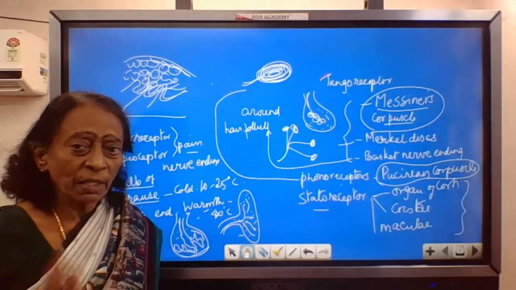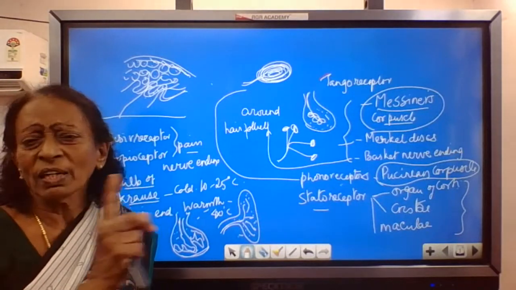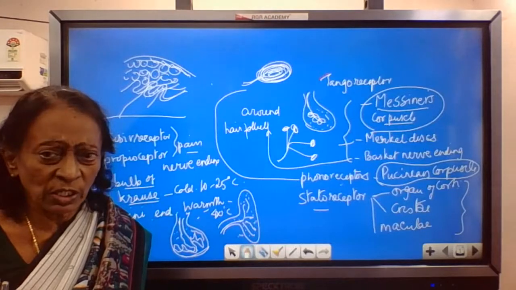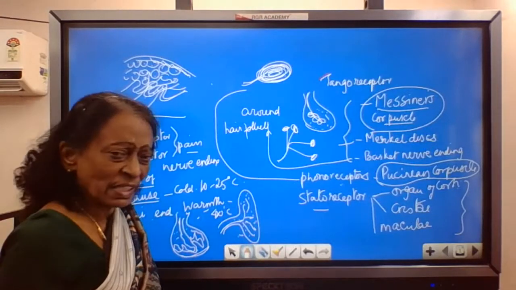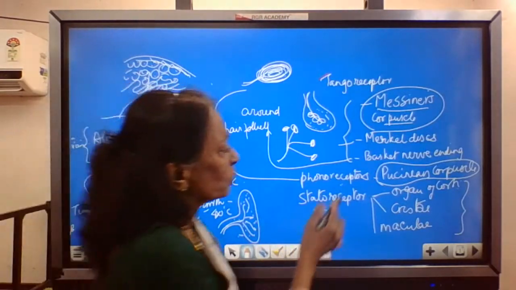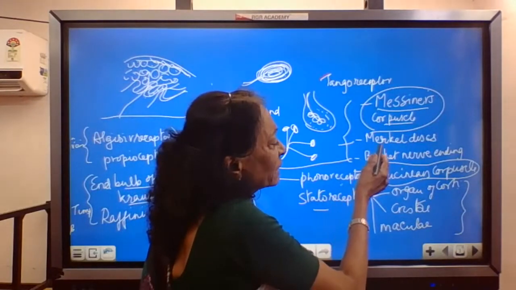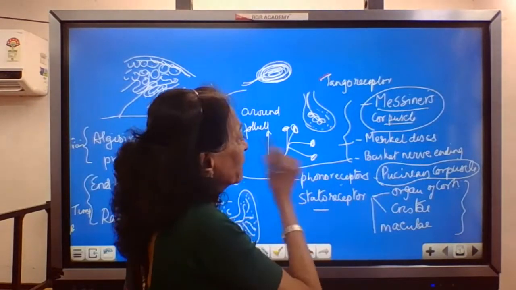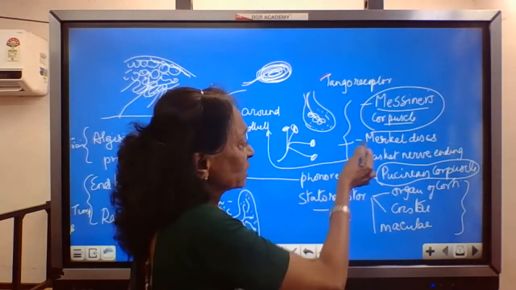Pressure receptors are two, Meissner's and Pacinian, one for light pressure, another for heavy pressure. If you remember it for fun, it's well and good, because the word Merkel disc is given because the structure is like a disc form. If you remember the structure, you know that.